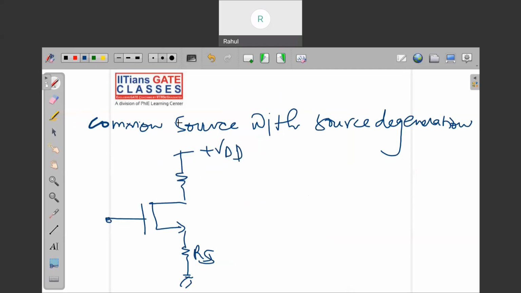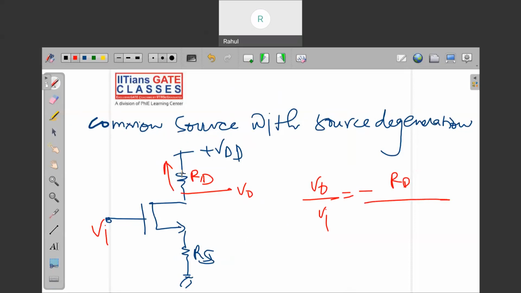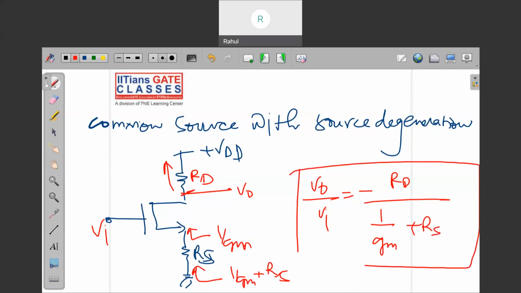Now you have to write the direct gain. This is VI and there is Vo. There is RD. So what shall be the gain directly? The gain Vo/VI is equal to minus RD, because you see the ratio of the impedance looking from this point to the ground upon the impedance looking from here. This time you see from the source terminal 1 by gm, and if you see from here, it will be 1 by gm plus RS, because now this RS comes into the picture. So 1 by gm plus RS. This is the gain for this common source.